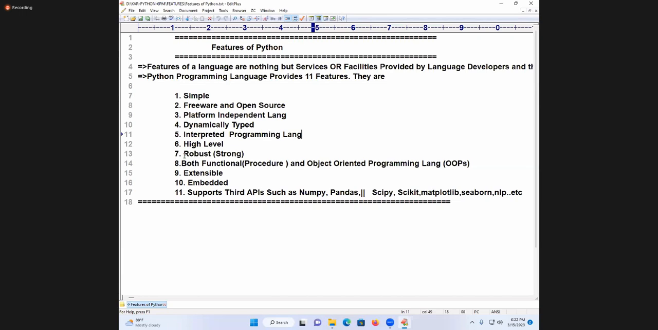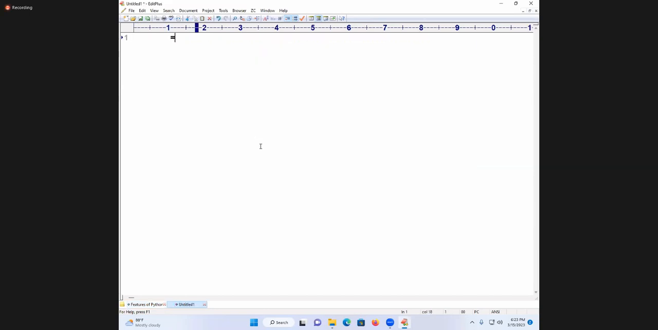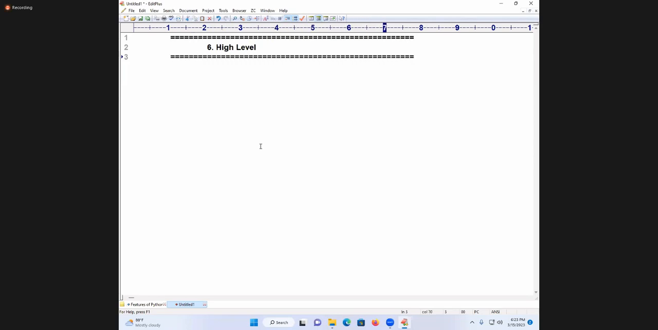So coming to the point, we are entering into where? High level. So we are entering into the next feature called high level language. Carefully look at that. These features are very simple and easy to write, and easy to understand.